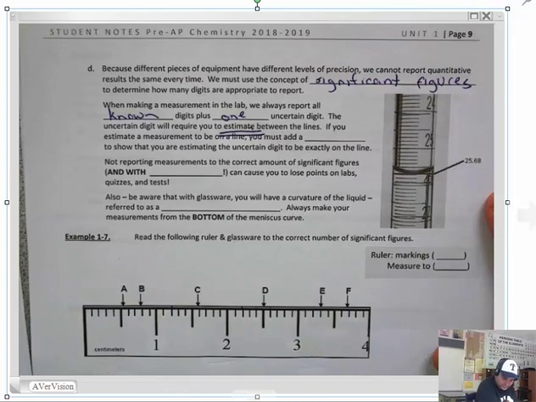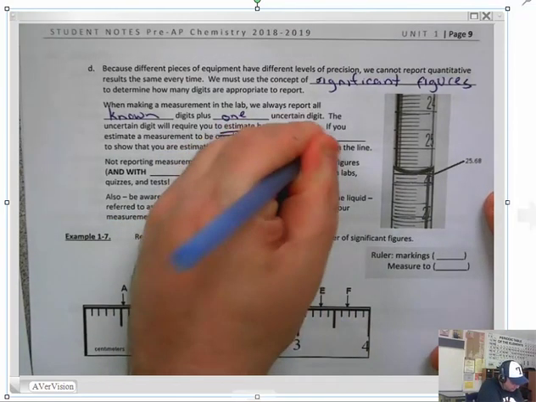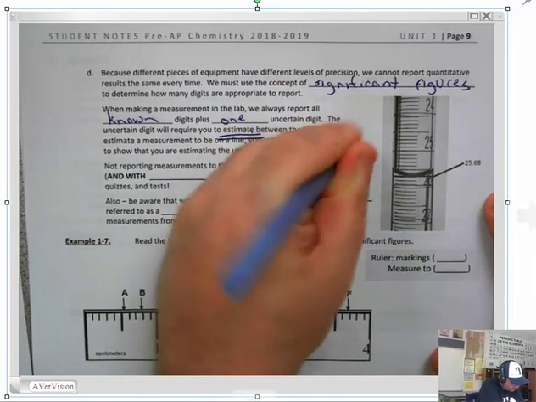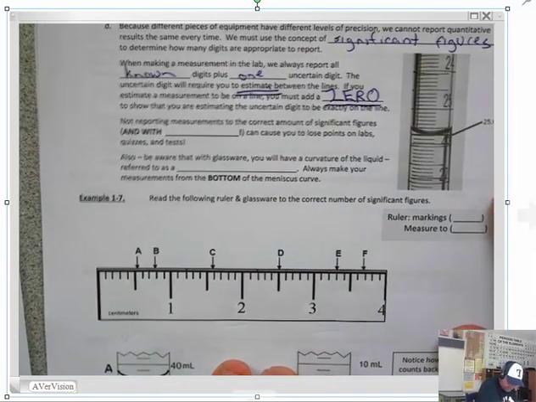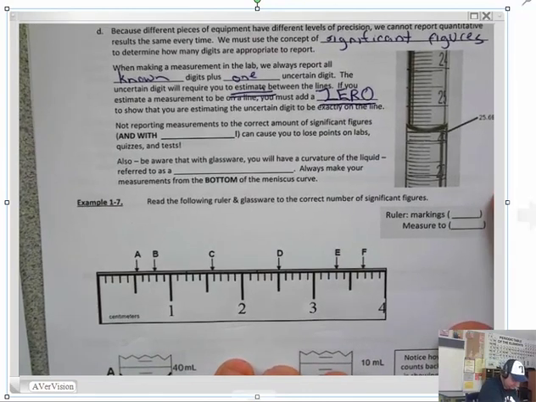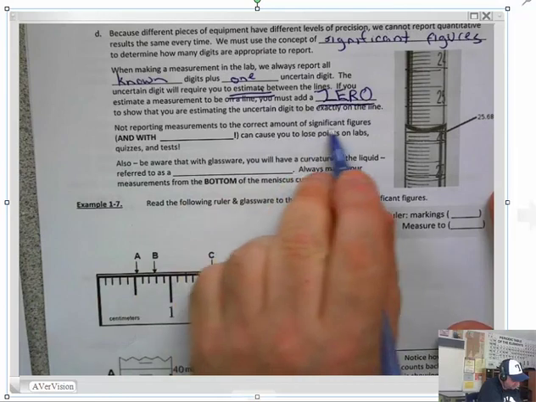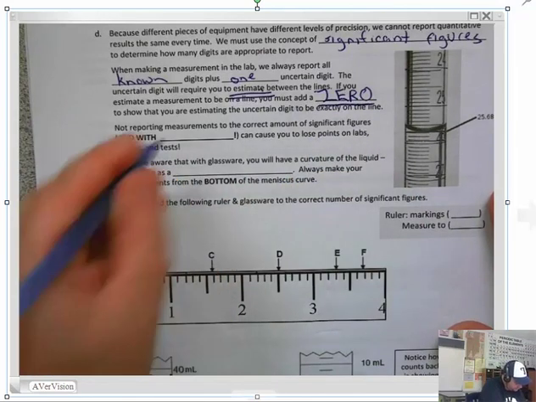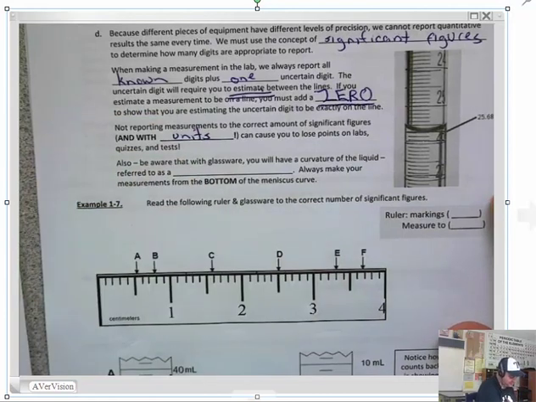Okay? If the measurement is on the line, you must add a 0. The 0 of the measurement tells me it is on the line. Not reporting measurements with the correct amount of significant figures and with units can cost you points in the lab. It's the first thing I check. It's the easiest thing to check. That's why I check it first.